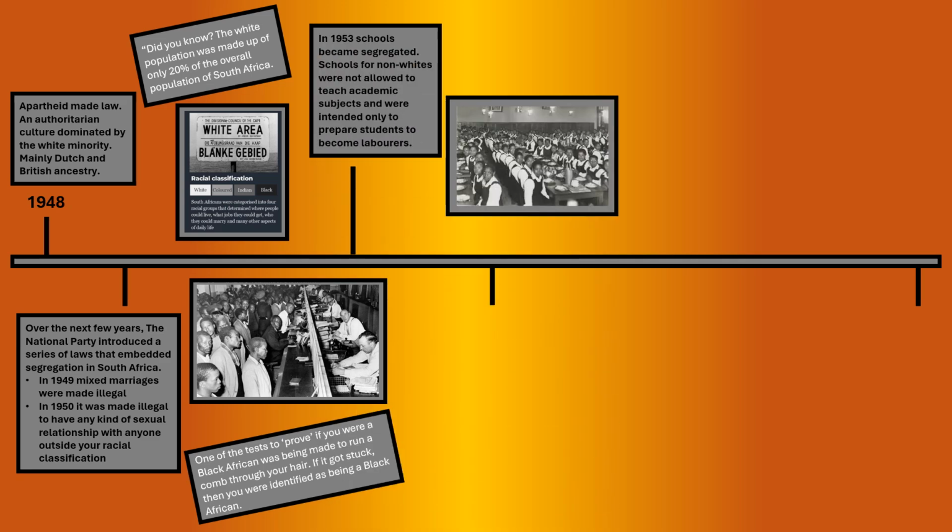In 1953, schools became segregated, and schools for non-whites were not allowed to teach academic subjects and were intended only to prepare students to become labourers. And what that meant was it removed any opportunities for black Africans or anybody of the non-white racial classes to be able to improve themselves and better themselves through education. They just weren't allowed to study the academic subjects which would have allowed them to achieve greater economic opportunities. So it really restricted what black Africans and what other racial classes were allowed to do in terms of job roles.